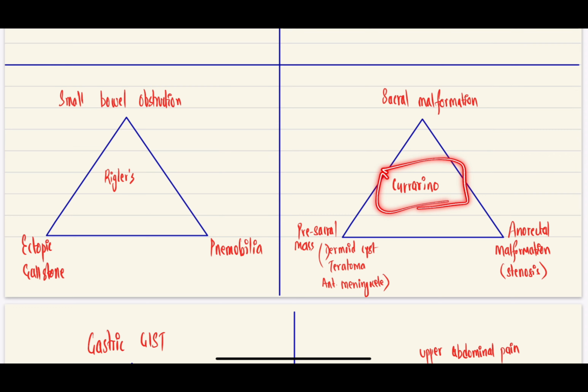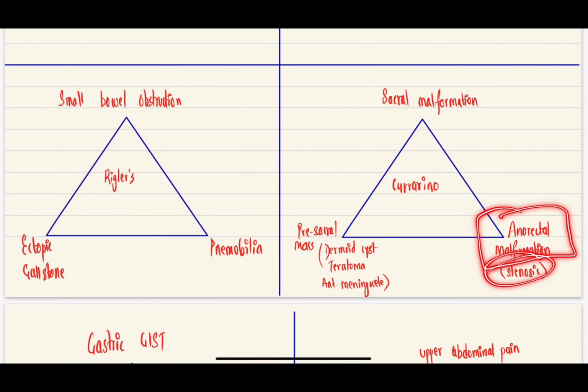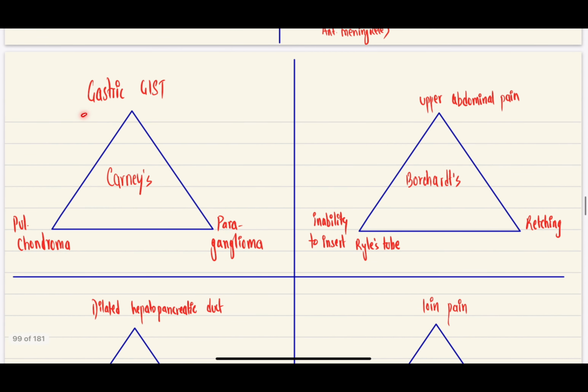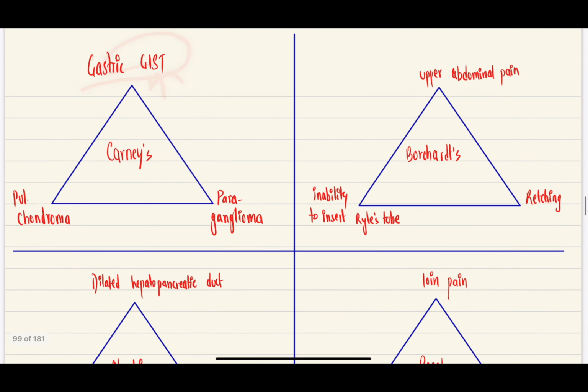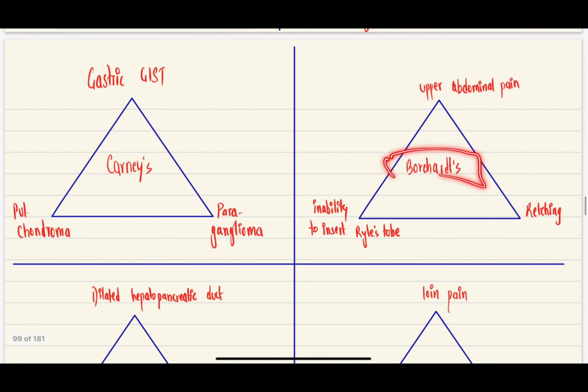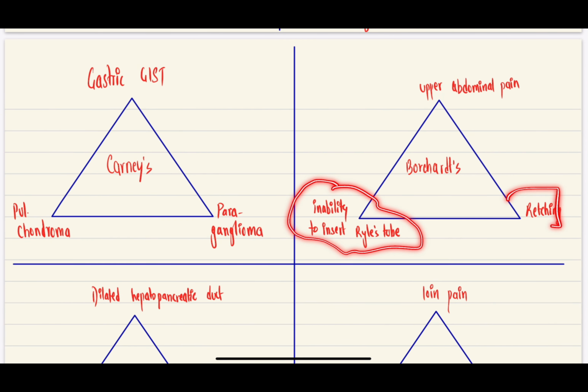We have the triad for Currarino triad, which consists of sacral malformations, presacral mass such as dermoid cyst, teratoma, or anterior meningocele, and anorectal malformations like stenosis. We have Carney syndrome, which consists of gastric cyst, pulmonary chondroma, and paraganglioma. We have Bart's triad, which consists of upper abdominal pain, inability to insert the Ryle's tube, and retching.